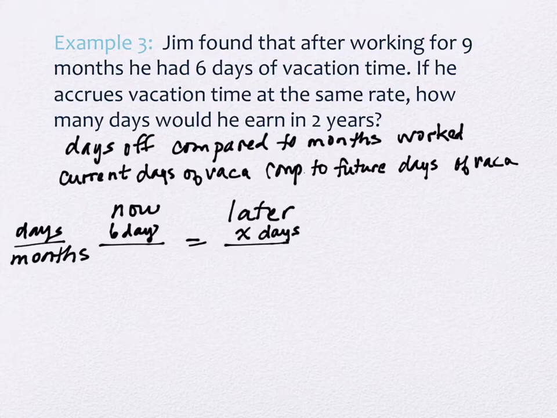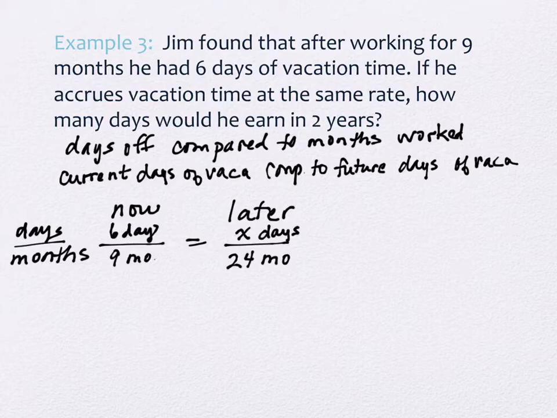Okay, so now, current times. How many months has he worked? 9 months. In the future, the date we're looking at, what's the number of months that he's been working? 24. So be careful. They still have to be in months. You can't put 2 years there. You have to put the 24 months mark.